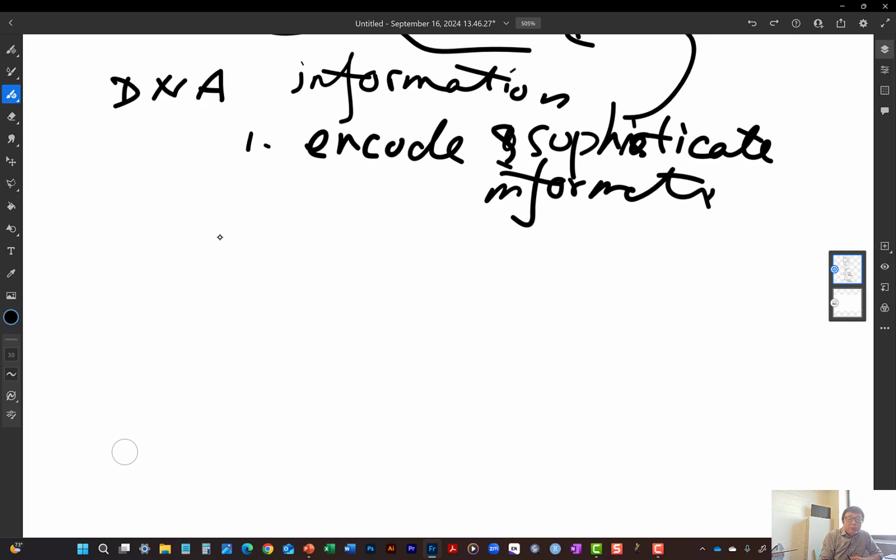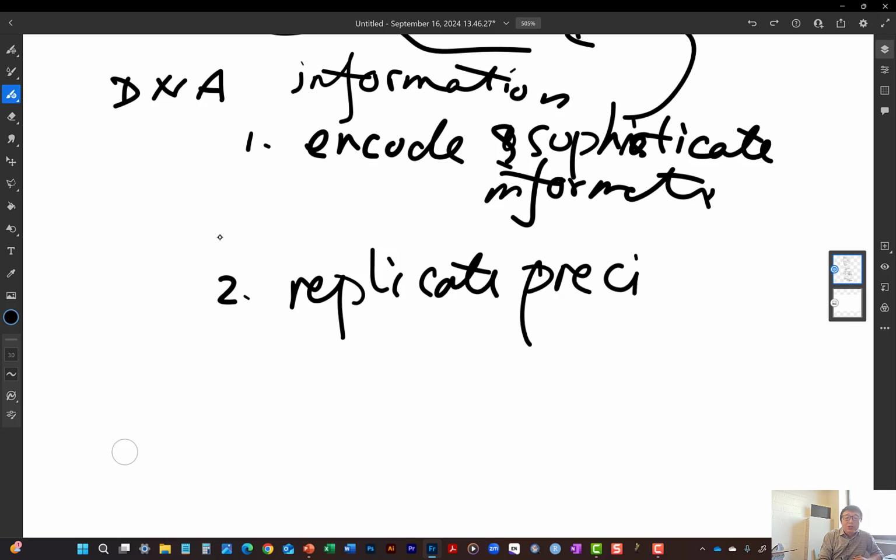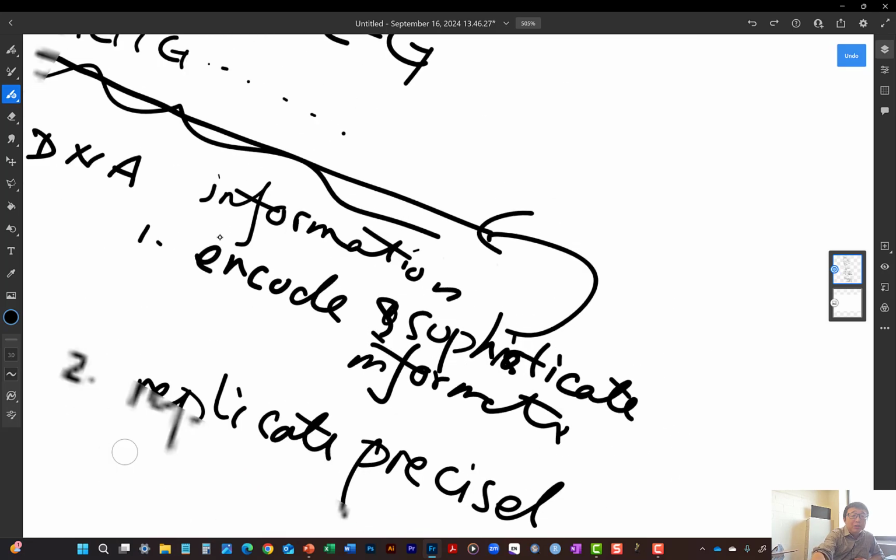DNA genetic material stays relatively stable from generation to generation. For example, my parents both have two eyes, two arms and two legs, and I still have two eyes, two arms, two legs. The major features don't change from generation to generation, which means genetic information stays stable from generation to generation. And it means genetic material needs to be replicated or duplicated precisely from generation to generation. And how the DNA can be duplicated precisely, that's the second topic of today.